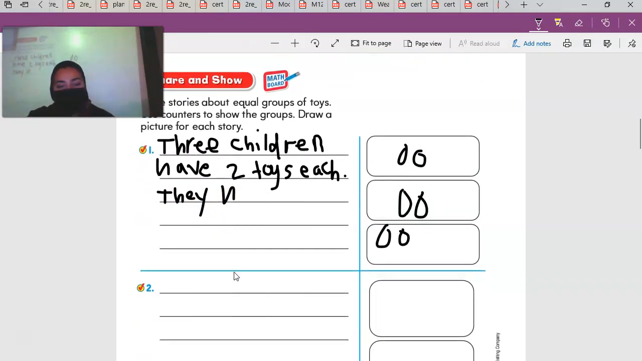It is easy. Very simple. They have 6 toys in all.